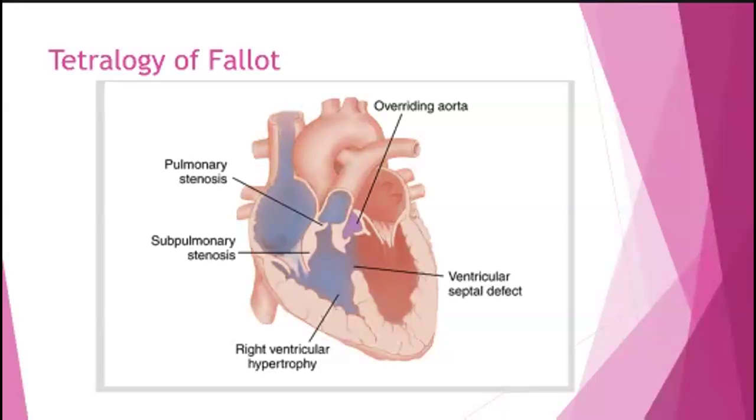Because of the narrowing, blood has trouble reaching the lungs. Pressure builds up in the right ventricle. Blood is pushed through the VSD into the left side, and we have a right to left shunt. This means deoxygenated blood mixes into that systemic circulation, causing cyanosis.